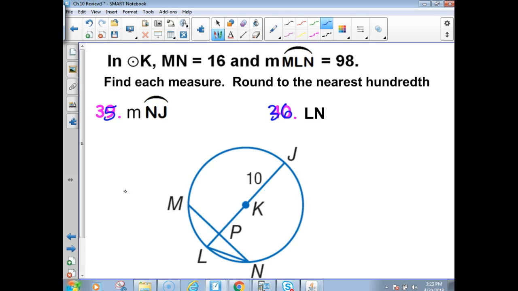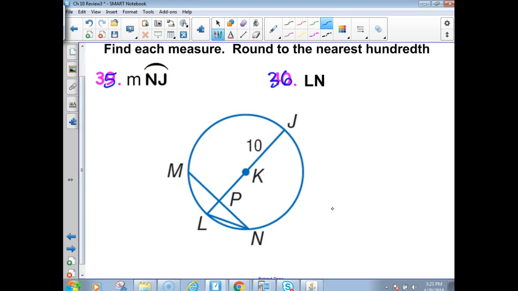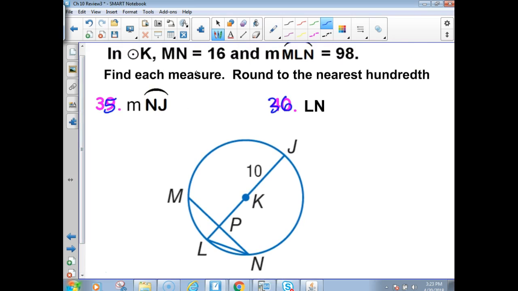Find each measure. This is the trickiest one. There's actually two ways to do this problem. As MN is 16, this radius bisects that chord, so both of these would be 8. Arc MLN is 98, and that chord cuts the arcs in half, so they'd be 49 each. 98 divided by 2 is 49.